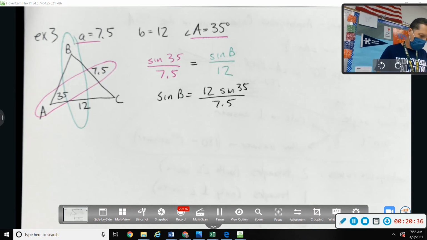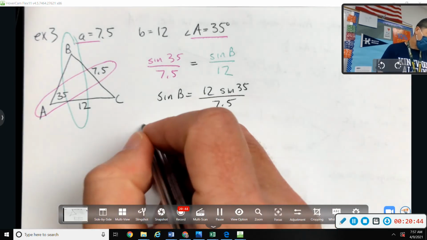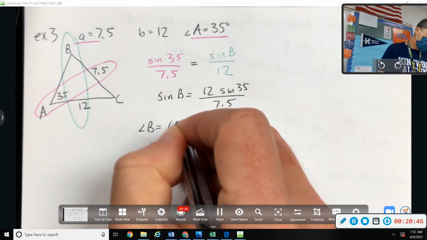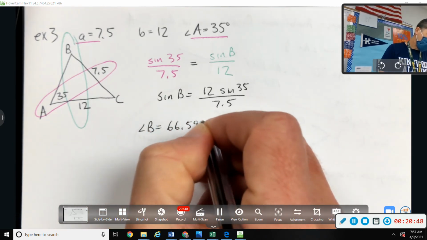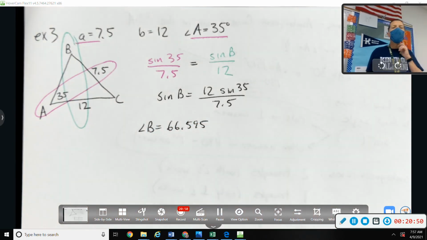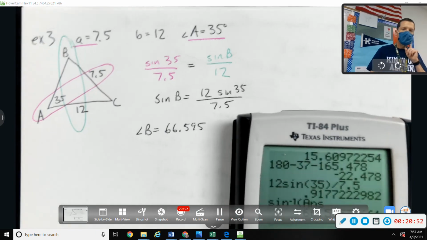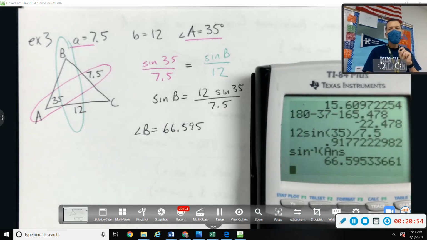Sine 35 divided by 7.5, but then inverse sine of that. Sine 35 divided by 7.5, inverse sine of my answer. The calculator can only give me one answer. How do I get the other answer? What's the other possibility?